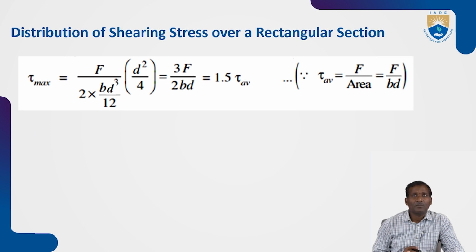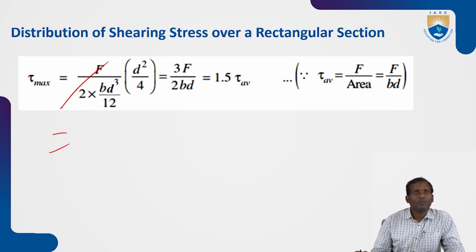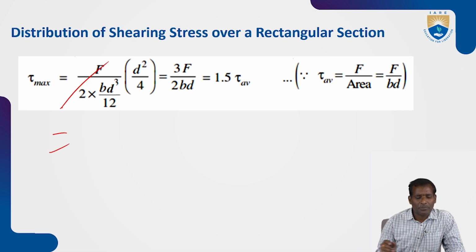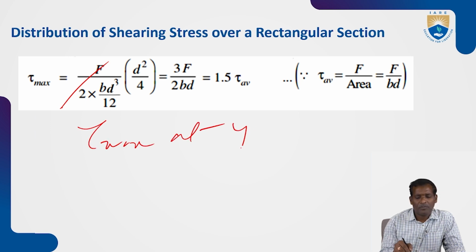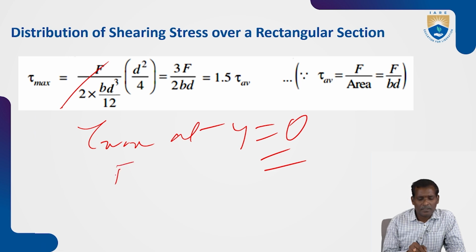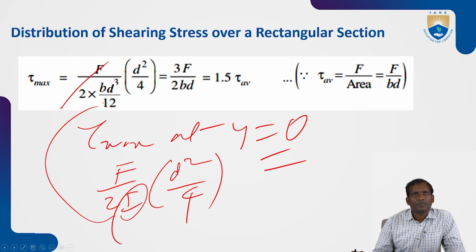So now calculate the maximum shear stress, which is equal to F by 2I, at y equal to 0. So that is F by 2I into d square by 4. In place of I, substitute BD cube by 12. After simplification, you will get 3F by 2BD.